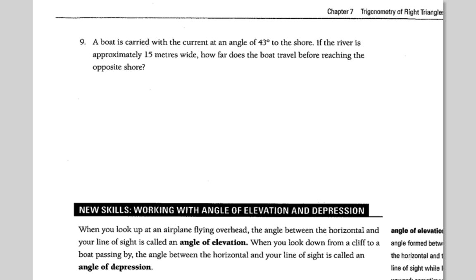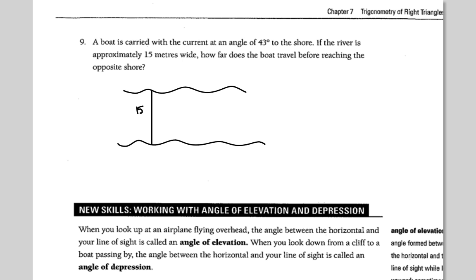Alright, number 9, it says a boat is carried with a current at an angle of 43 degrees to the shore. If the river is approximately 15 meters wide, how far does the boat travel before reaching the opposite shore? Alright, so I'm just going to draw in a river. The river is 15 meters wide, so you can draw in the distance like this. We know that to be 15.